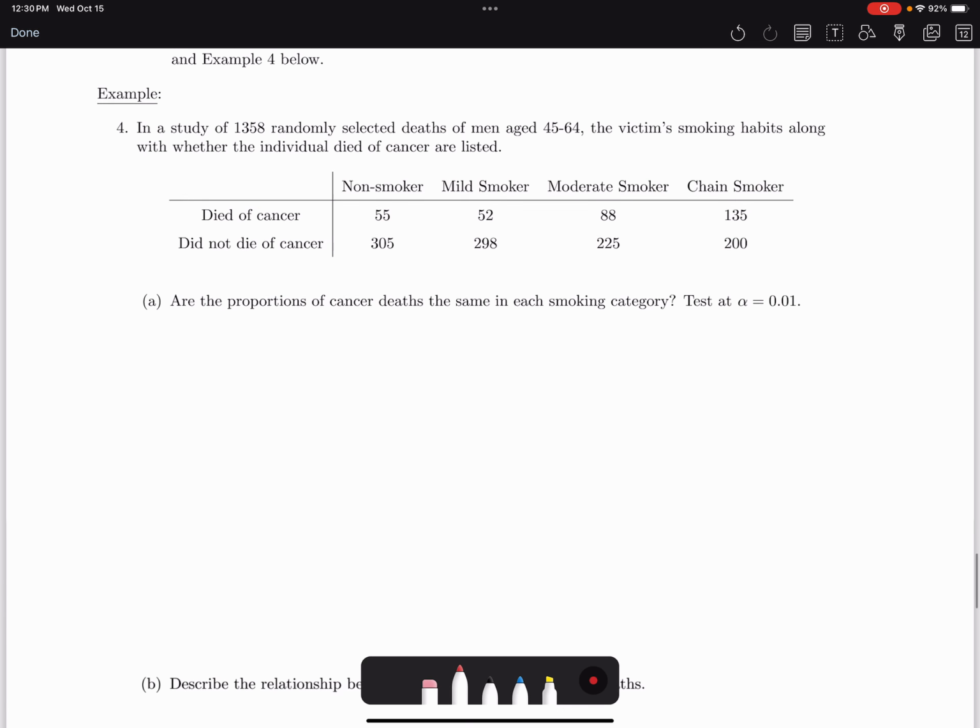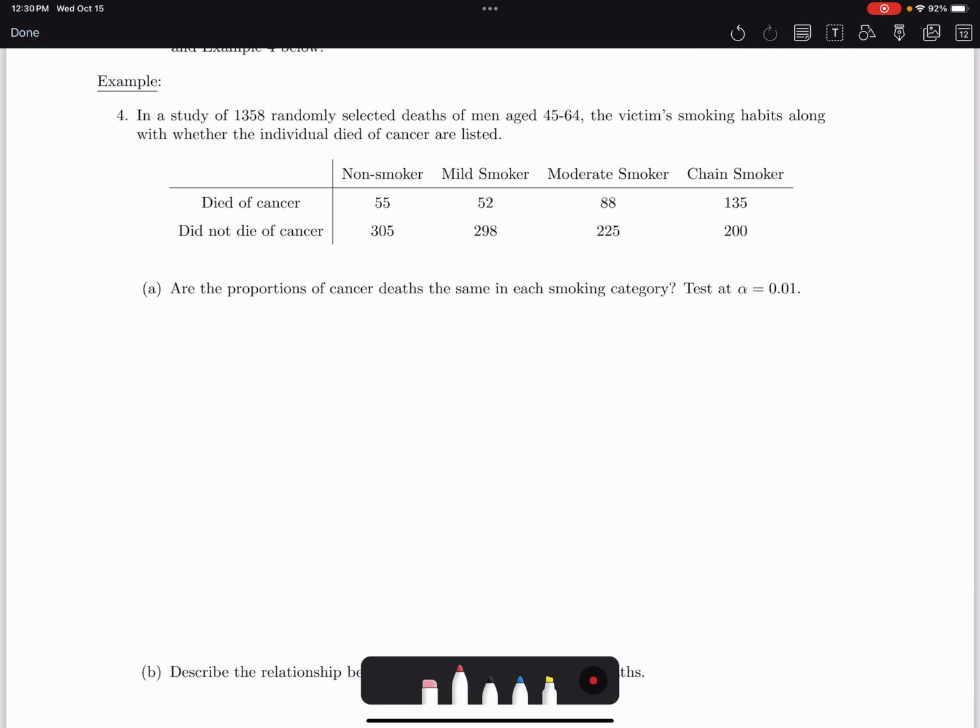So let me give you one last example. In a study of 1,358 randomly selected deaths of men aged 45 to 64, the victims' smoking habits, along with whether the individual died of cancer, are listed. Part A asks, are the proportions of cancer deaths the same in each smoking category? Test at 0.01. Okay. I will let you pause the video and write down the hypotheses.